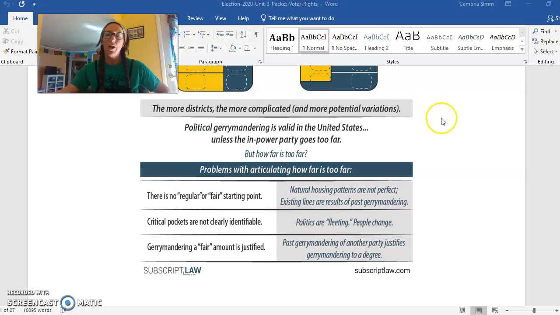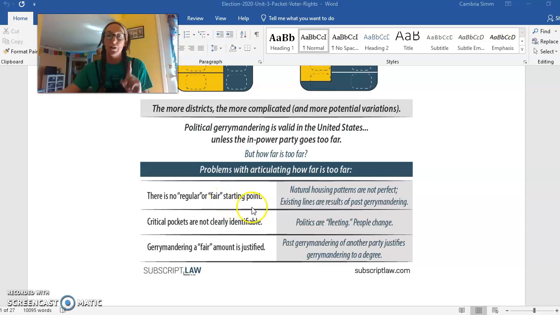Okay, so there's a problem with articulating what the problem really is with gerrymandering. Political gerrymandering is valid in the United States. Every state should get to decide how its own districts are drawn, unless the party in power goes too far in assuring that they're going to win an election by drawing the lines a certain way. But how far is too far, and how do we know where that line is? Well, here are some of the problems.